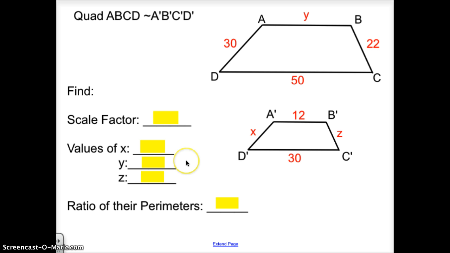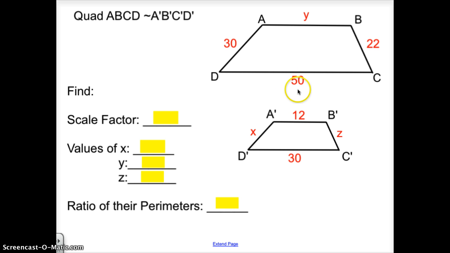After that, you should be able to form a proportion in order to find the values of X, Y, and Z. From there, you should be able to then determine the ratio of their perimeters based on the values of X, Y, and Z, and also the perimeters that you see in the figures. Hit pause and answer those questions now.